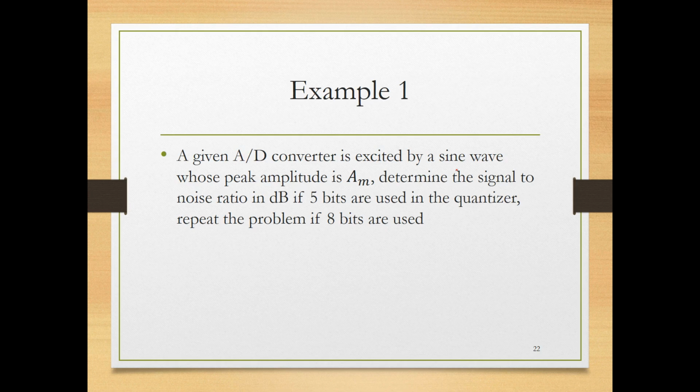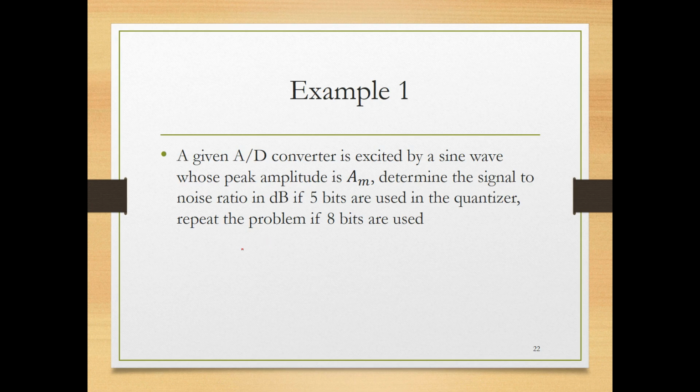Now, to demonstrate and check our understanding of this principle, let's give a few examples. Example number 1. A given analog to digital converter is excited by a sine wave whose peak amplitude is AM. Determine the signal to noise ratio in dB if 5 bits are used in the quantizer. Repeat the problem if 8 bits are used.